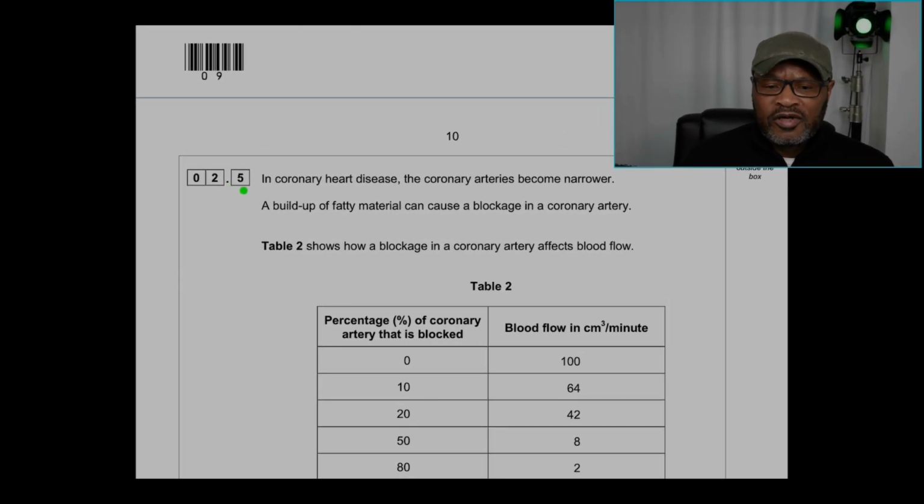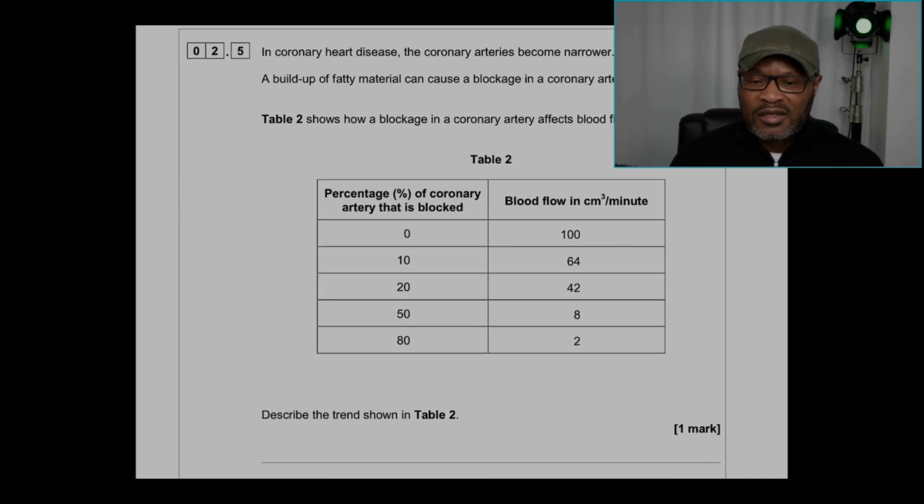Question 2.5. In coronary heart disease, the coronary arteries become narrower. A buildup of fatty material can cause a blockage in a coronary artery. Table 2 shows how a blockage in a coronary artery affects blood flow. And here is table 2.